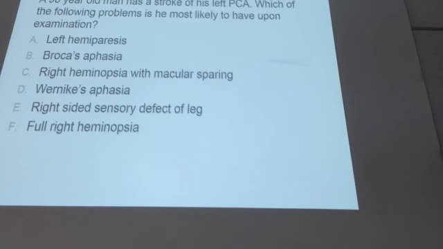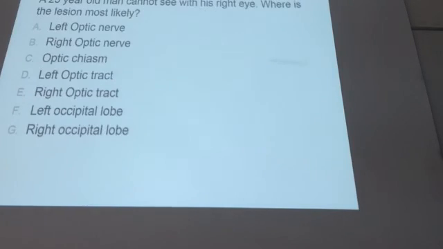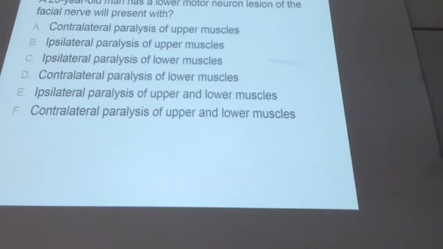Last question. A 23-year-old man cannot see with his right eye. Where is the lesion most likely? Right optic nerve. Okay, one more, guys. This is the last one, I promise.